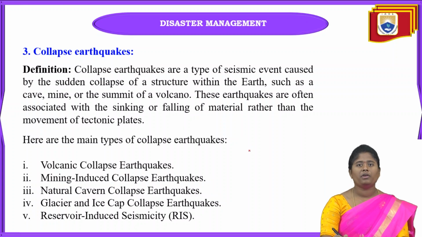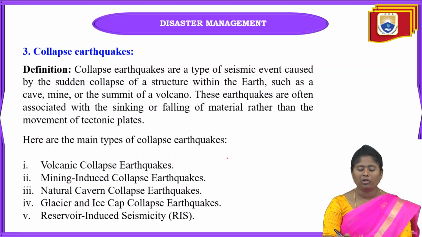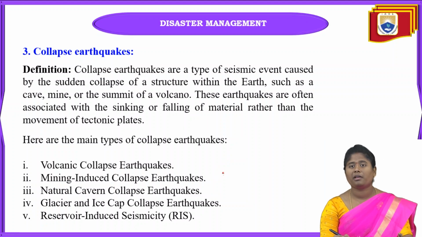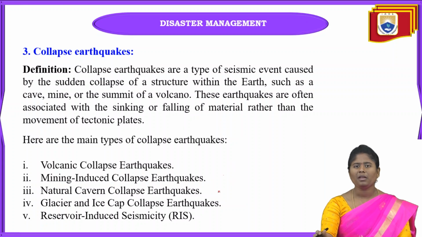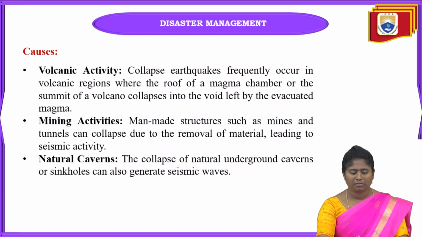In this one we have 5 types. The first one is volcanic collapse earthquake and mining induced earthquake. Next, natural cavern collapse earthquake and glacier and ice cap collapse earthquake. The last one is reservoir induced seismicity. These are all the different types of collapse earthquakes.